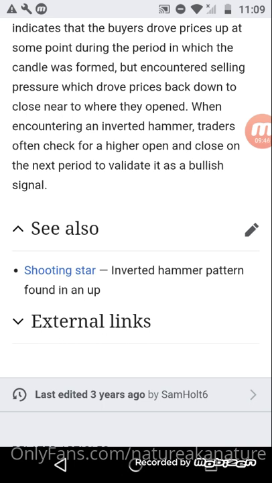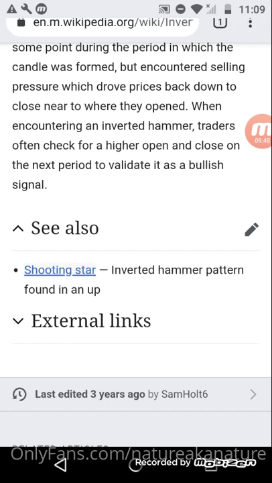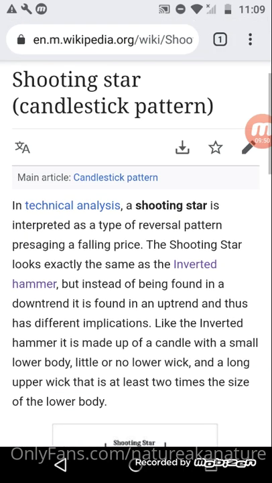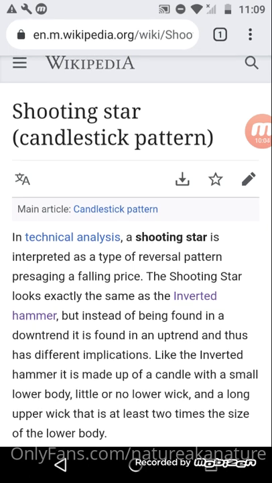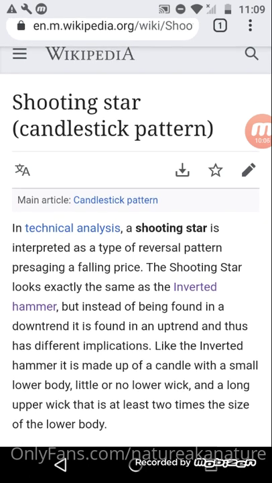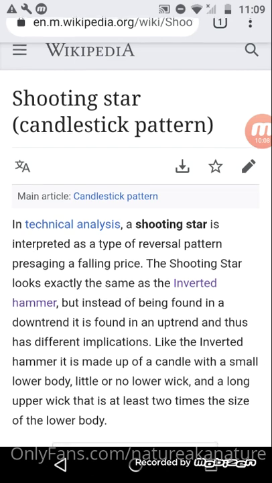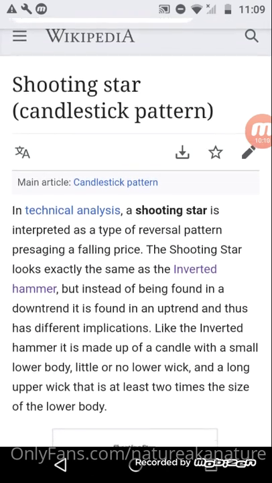So the shooting star is an inverted hammer, but a shooting star is shooting up. So it's going to be formed on an uptrend. This is all technical analysis that we're doing right now. A shooting star is interpreted as a type of reversal pattern. All of these are reversal patterns.